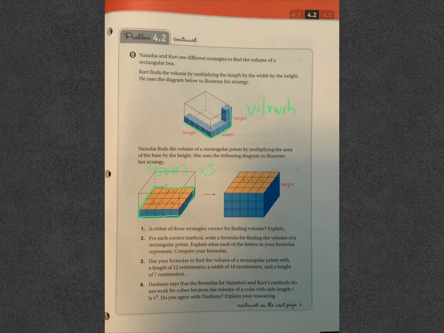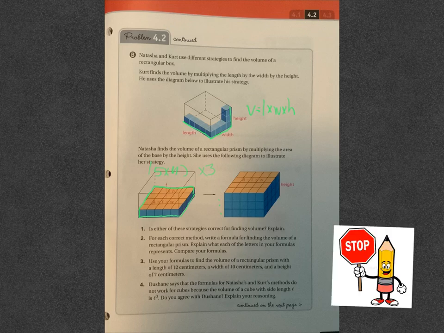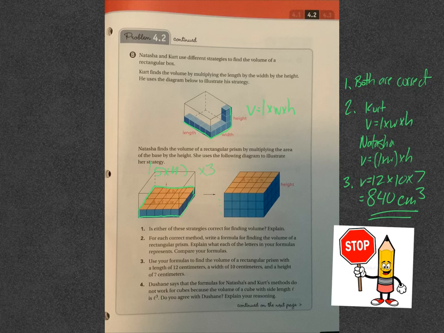Remember, this is just practice. You don't need to turn this in. Press pause and work on this. When you think you have the answers, press play. Is that what you got? And did you label your answers correctly?